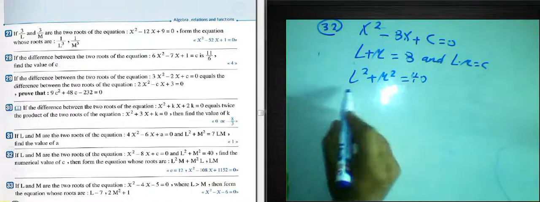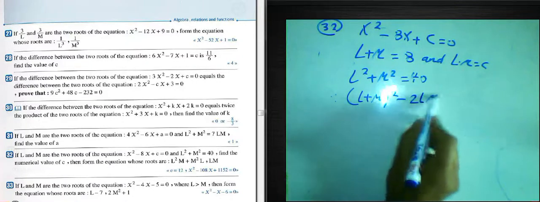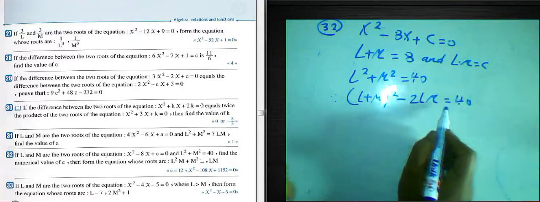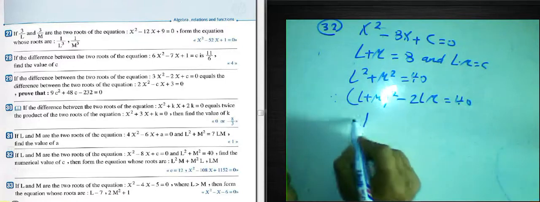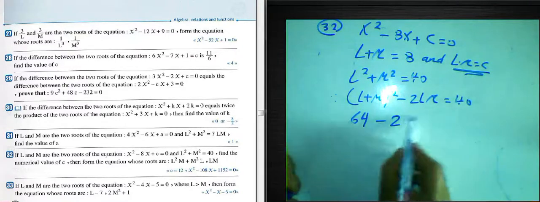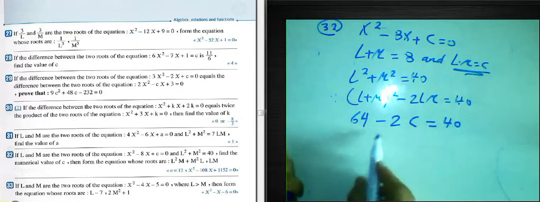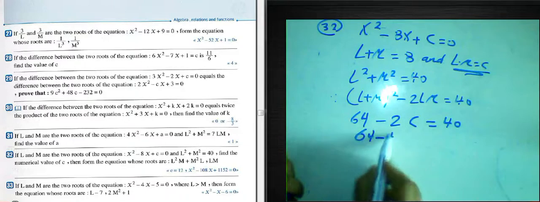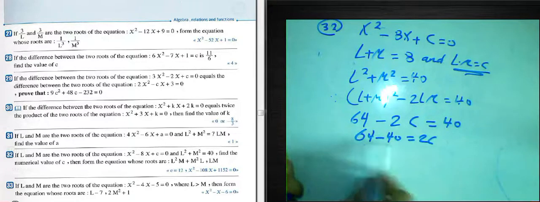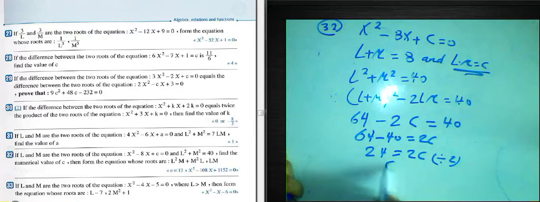Okay, we can find (L plus M) to power 2 subtract 2LM equal 40, and L plus M equal 8, to power 2 equal 64. Subtract 2LM, and LM equal C, so 2C equal 40. 64 subtract 40 equal 2C. 6 minus 4 equal 2, 4 minus 0 equal 4, so 24 equal 2C. We can divide it by 2, C equal 12. So C will be 12.